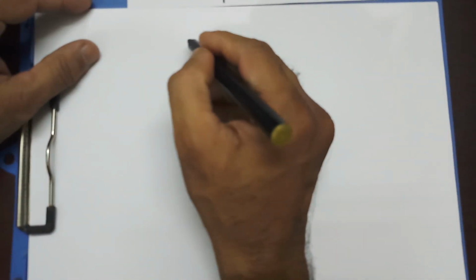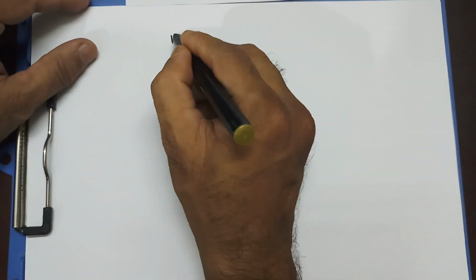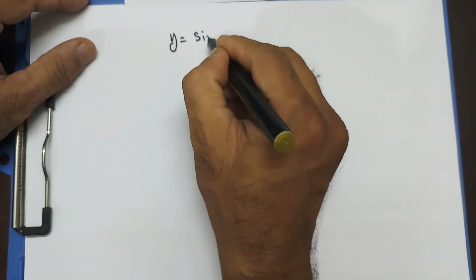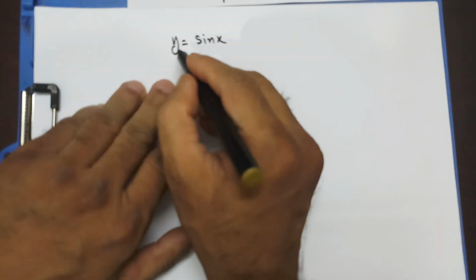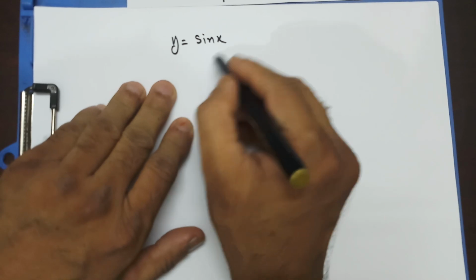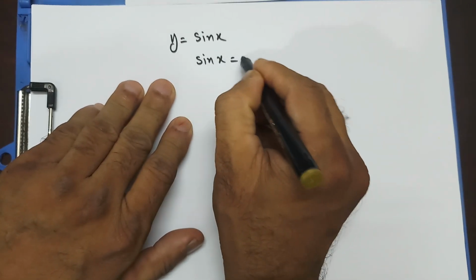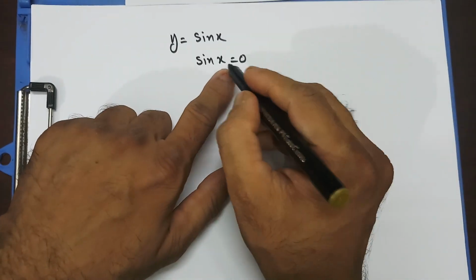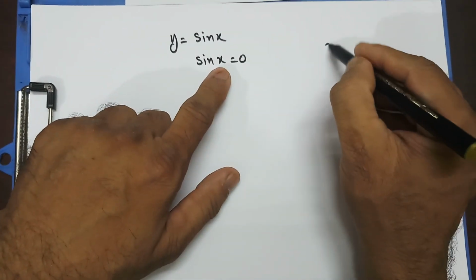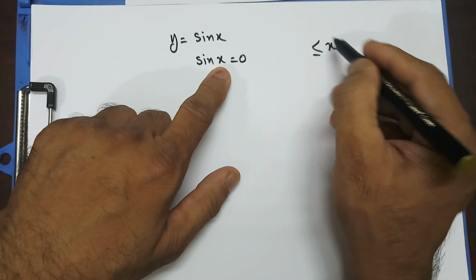Okay, let me do the first one, a very simple one: y equals sine x. We need to solve that. When this graph intersects the x-axis, sine x equals 0. We're going to solve this, and to do so, I'm going to take a domain of x.